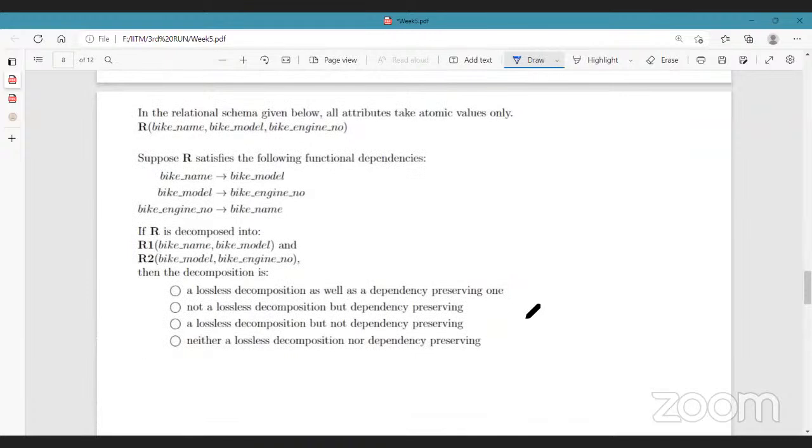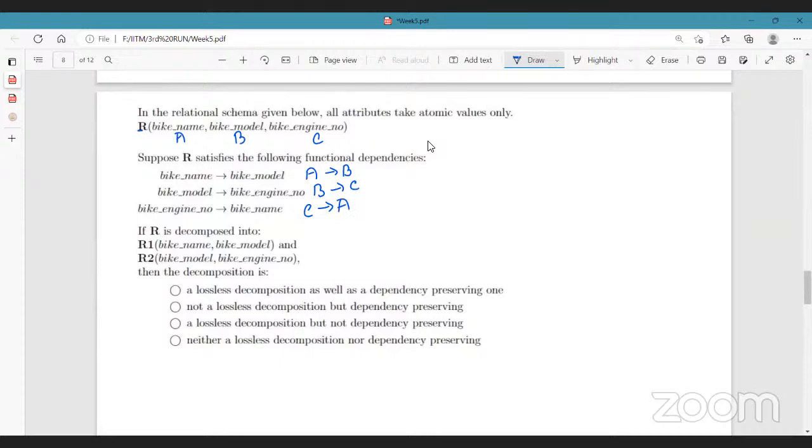So let us take this particular example. Here we are given a relational schema R with these attributes. For easier understanding, we'll take bike name as A, bike model as B, and bike engine as C. Suppose R satisfies the following functional dependencies. Let us convert them into A to B, B to C, and C to A.